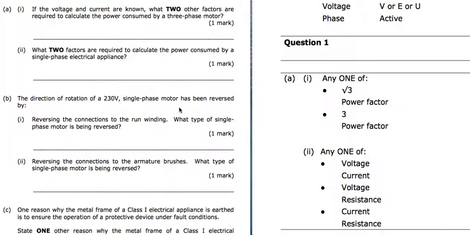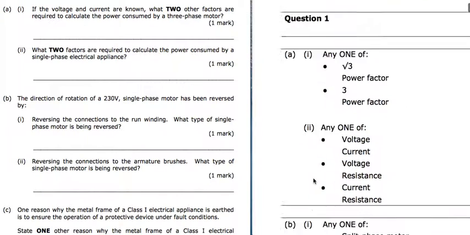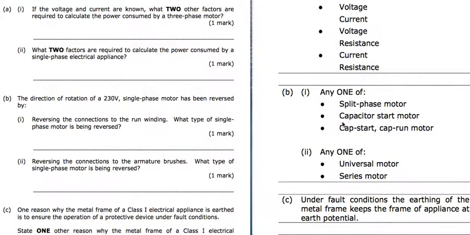The direction of rotation of a single phase motor has been reversed. So we've reversed the run winding. What type of motor is this? It's going to be a split phase, or a capacitor start, or a cap start cap run motor. It's going to be one of those types of motors as soon as you see the run winding.